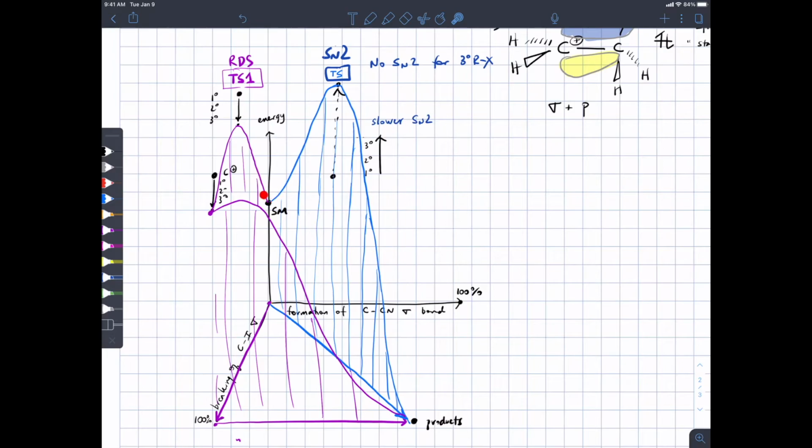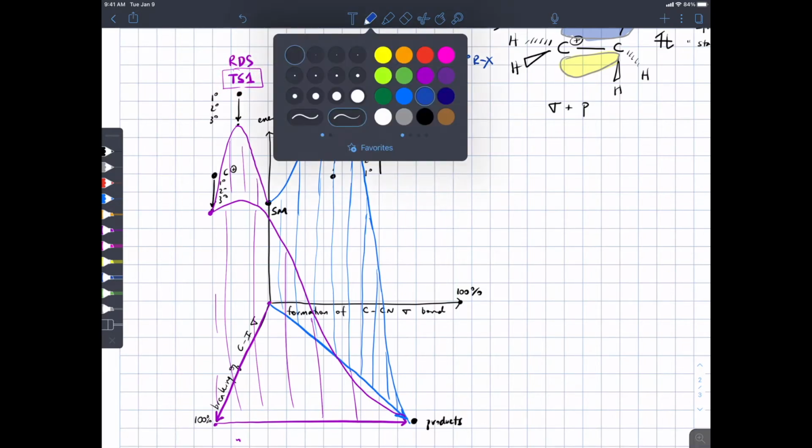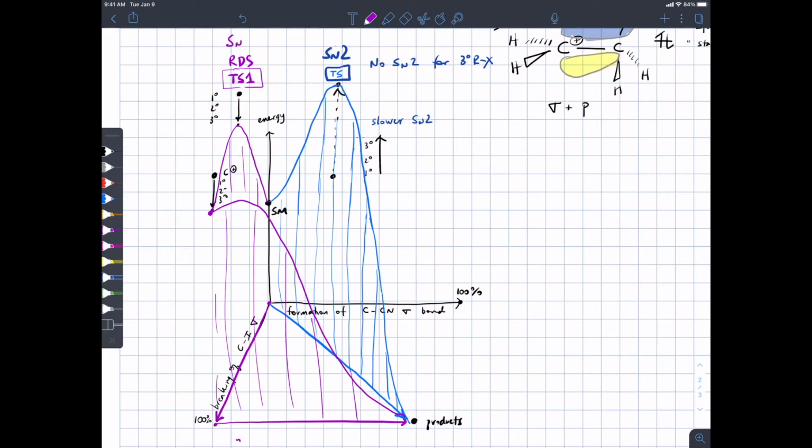In contrast, now for tertiary alkyl halides, transition state 1 for the Sn1 reaction is now low enough in energy that we can actually see it happen.